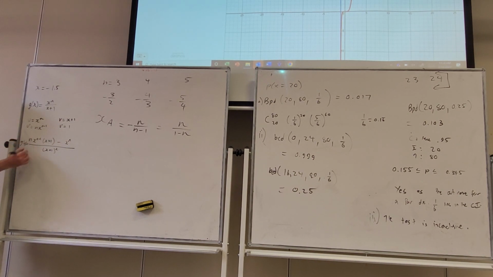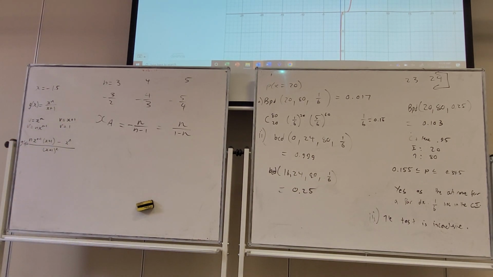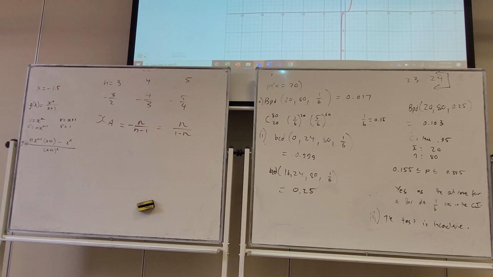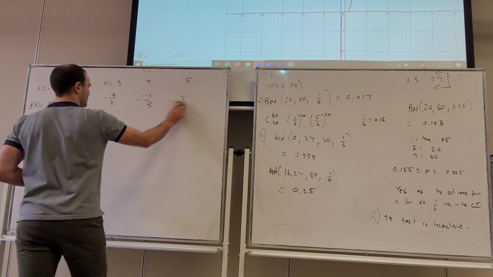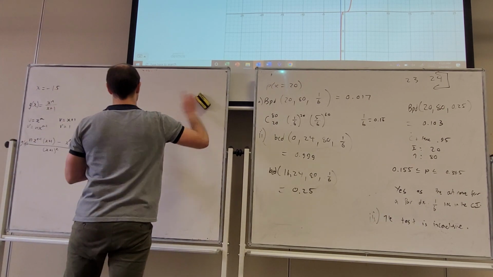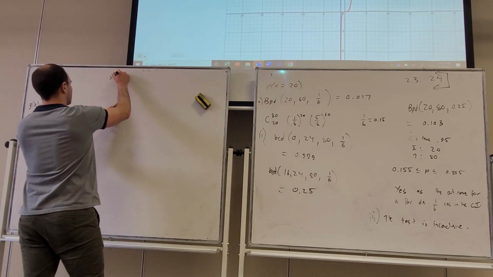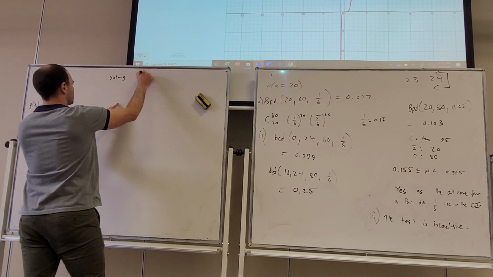Now we should communicate this a bit, be nice and clear about it, rather than just performing the maths, we should communicate what we're doing. And so what we're going to do is, stationary points occur when g dash of x equals 0.